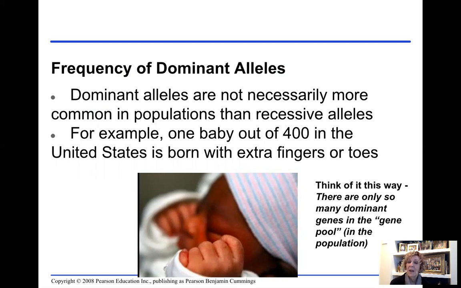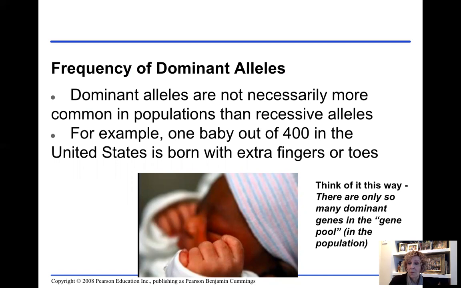Well, it's because there are only so many dominant genes in the gene pool. If you take all of the genes for polydactyly and all of the genes for regular digit number and put those in a big bucket, there's only going to be so many of the dominant genes in the gene pool. The only way that would change is because of evolution. So that's why dominant alleles aren't more and more frequent.